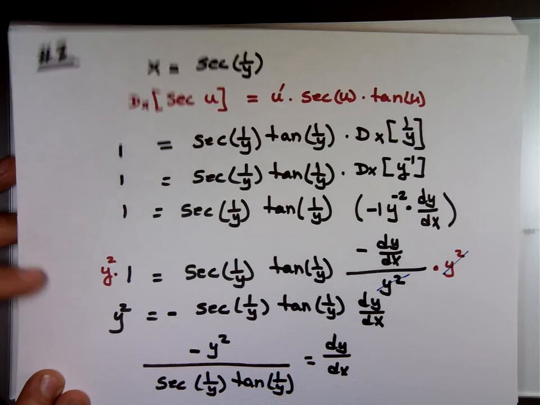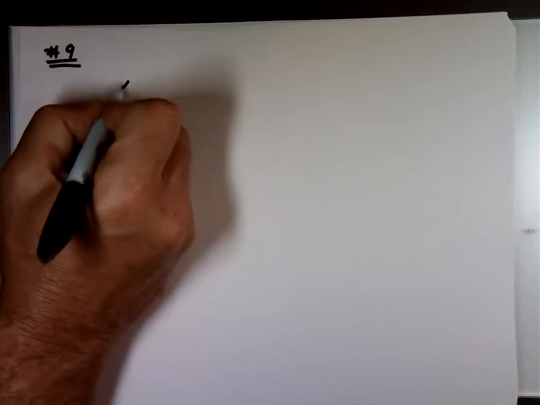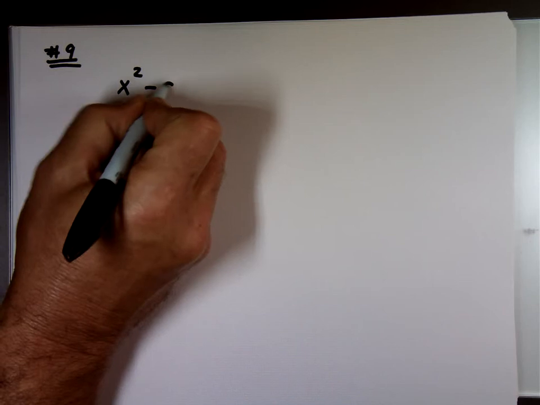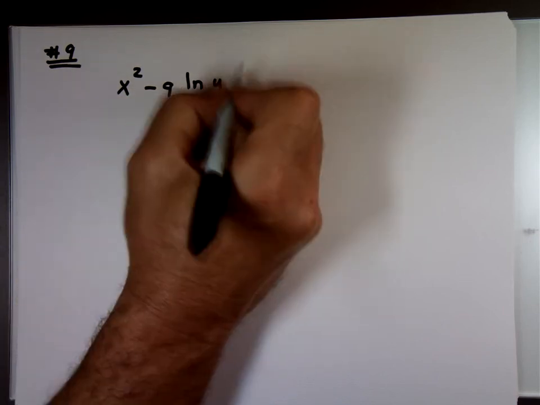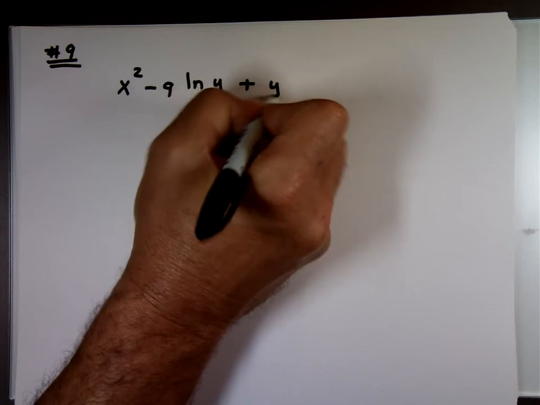We're all human. We make mistakes, so maybe I did make a mistake. Let me just double check. Number 9. Scroll down. I have x squared minus 9 natural log of y plus y squared equals 13.